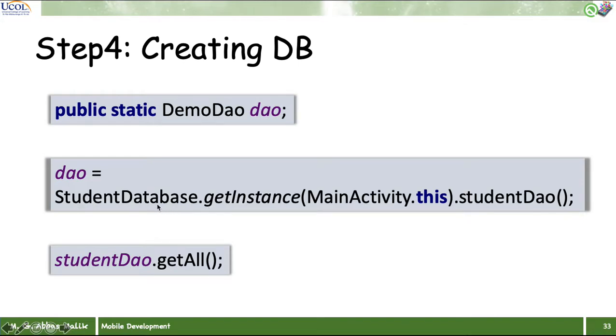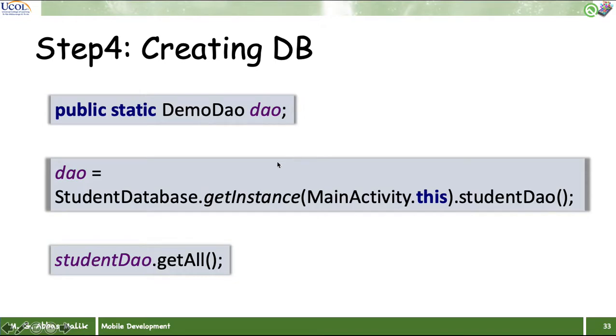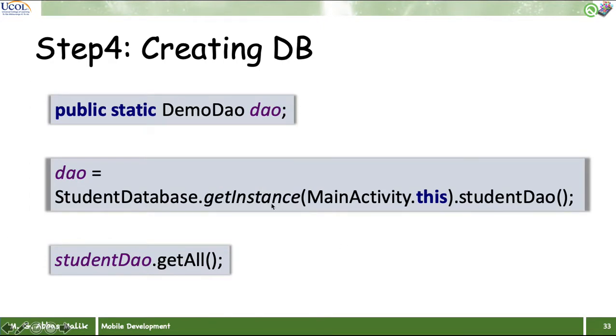Because it's an abstract class, we cannot instantiate it directly. If we look at that, we have this demo database. So demo database dot get db instance. We are saying the name of the class, demo database, dot get db instance, and then providing the context, main activity dot this. Once this method is going to return me the database object.